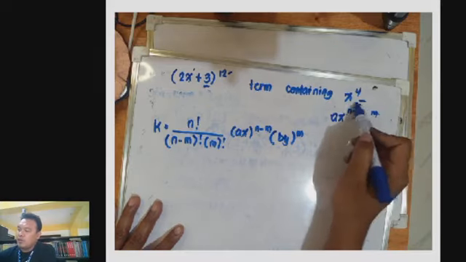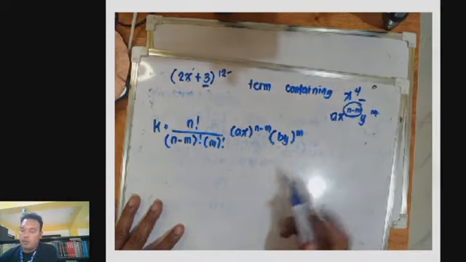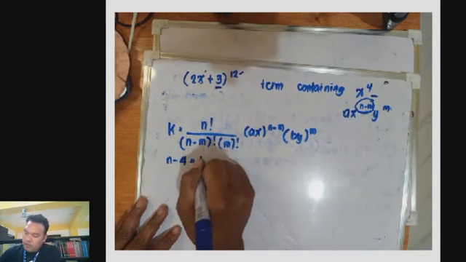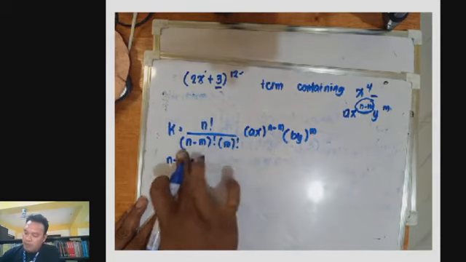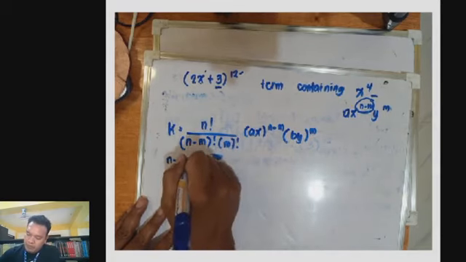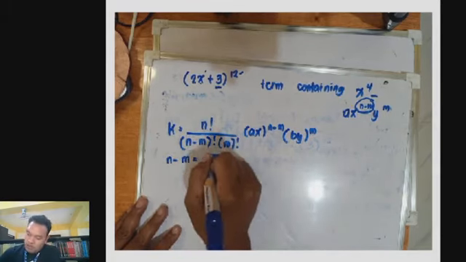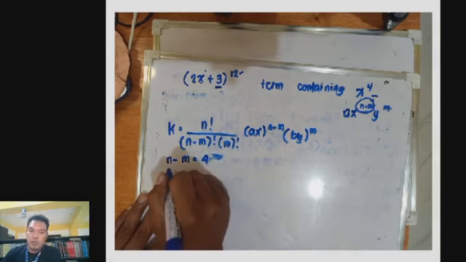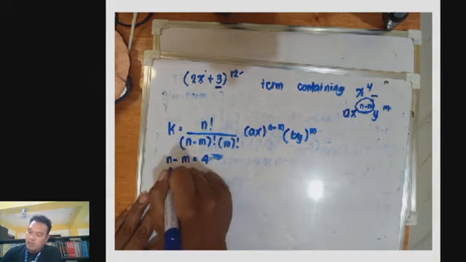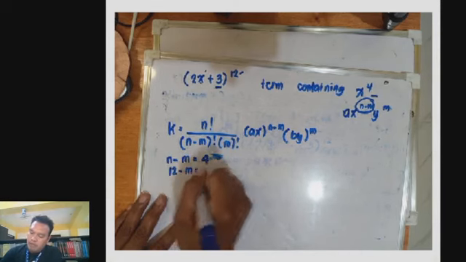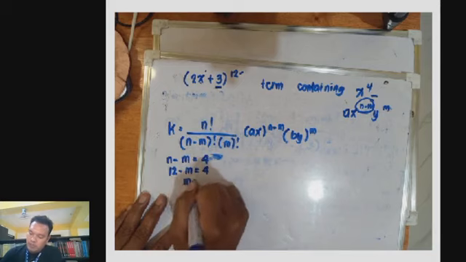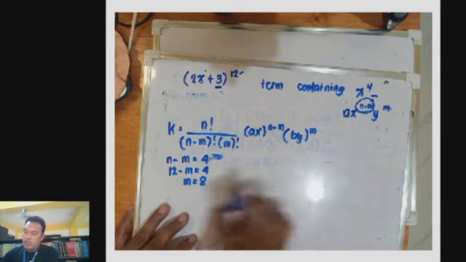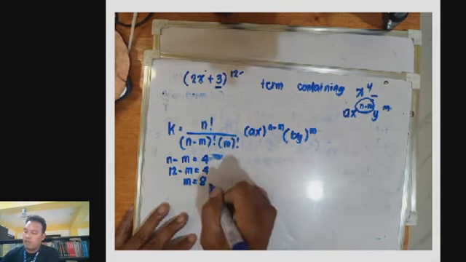So lalabas yung n minus m natin is 4. So we have n minus m is equivalent kay 4. Then we have n is equivalent kay 12, tama? So, lalabas 12 minus m is equivalent kay 4. So, therefore, m is equivalent kay 8. Therefore, yung value yun, ilagay lang natin sa formula, dito.